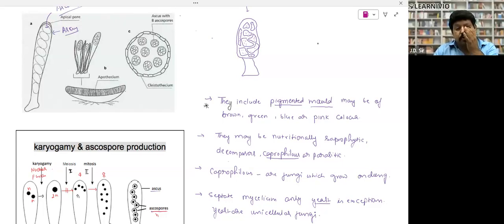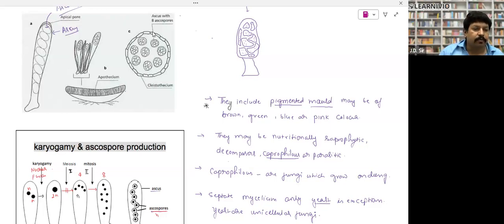Morels. There is a fungus named Gucchi. Have you heard about that? Gucchi? No, sir. Gucchi is found in Himachal Pradesh. I think you must have heard about it. Do you know Himachal Pradesh? Yes, sir. It is found in Himachal. This Gucchi is a type of morel. The diagram which you see looks the same.